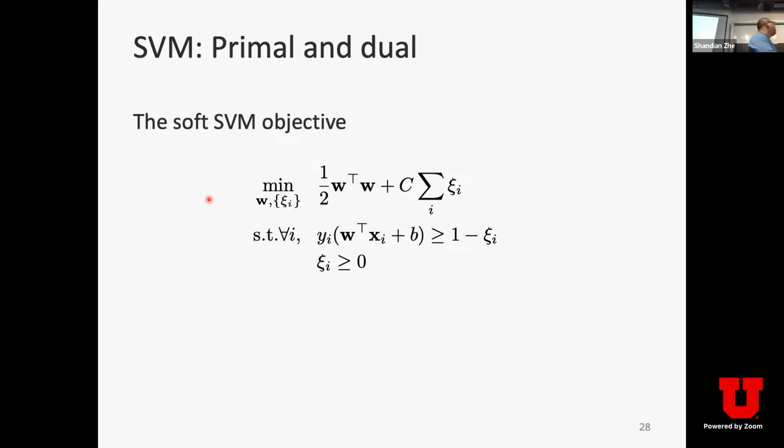So now, to get the dual form, we'd like to first convert it into a minimax optimization problem, right? From what we have just discussed.